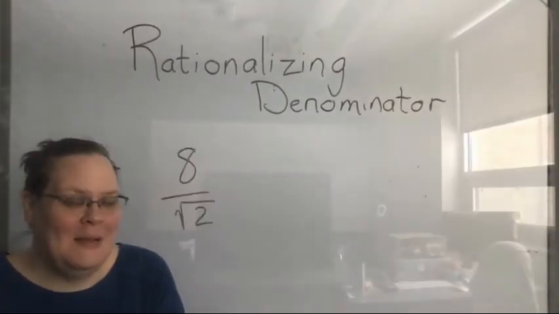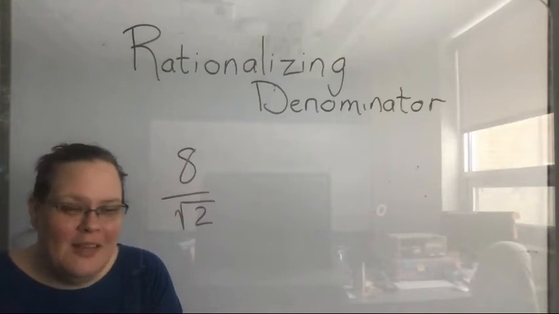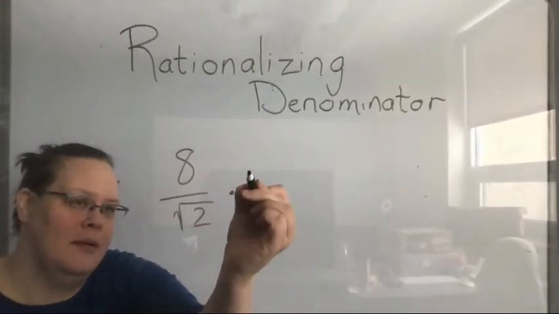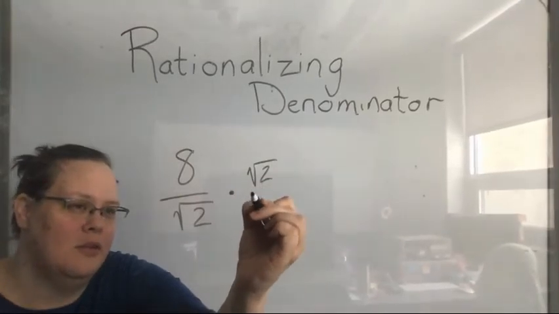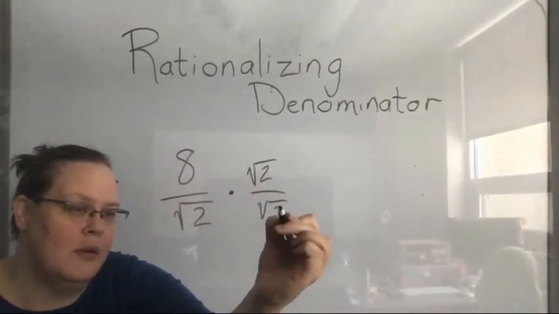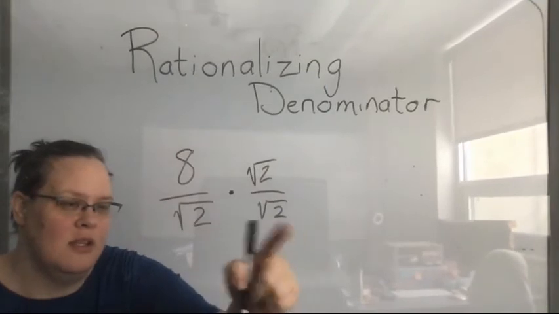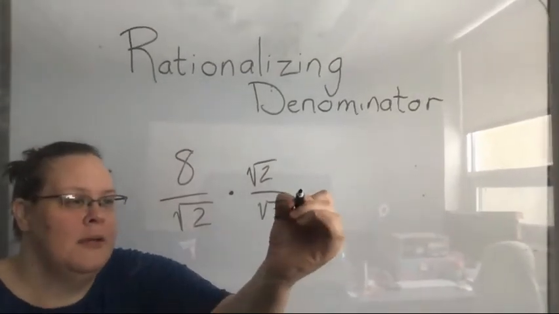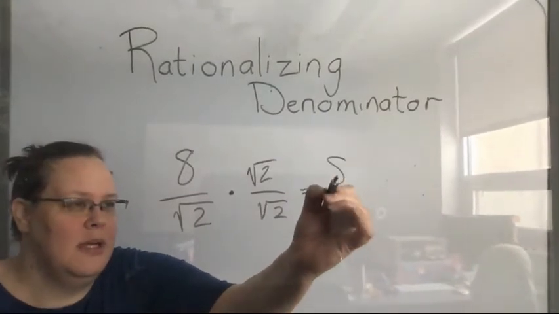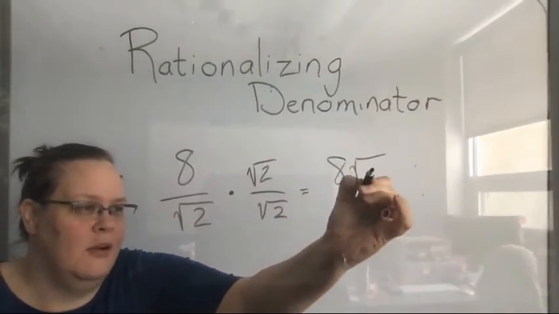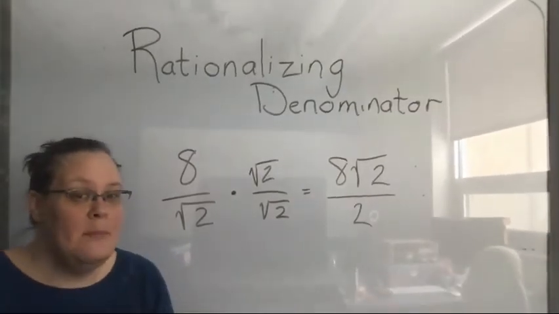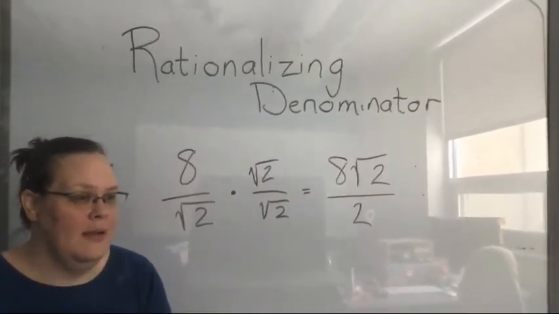Okay, here's our next example. Again, we want to get rid of that square root that's on the denominator. And so we're going to multiply this by the square root of 2 over the square root of 2, always making sure that those denominators are the same so that we get rid of that square root. So as we multiply these fractions, we multiply straight across. 8 times the square root of 2 over 2. Make sure that you simplify.